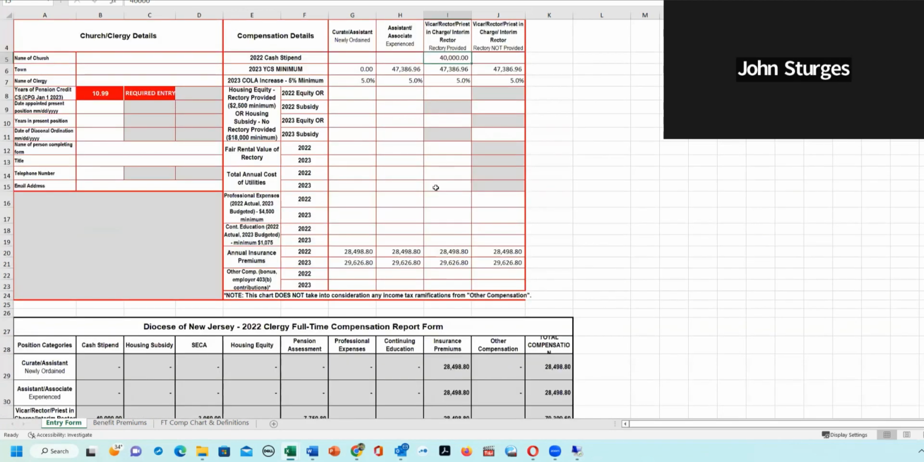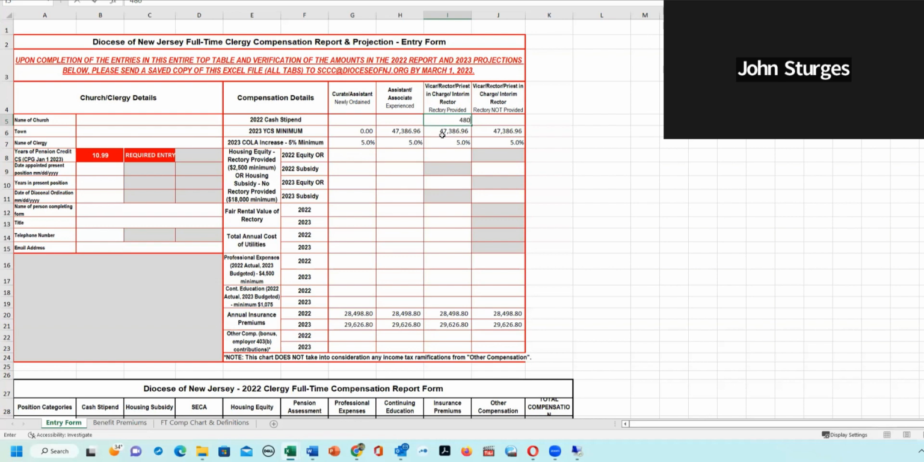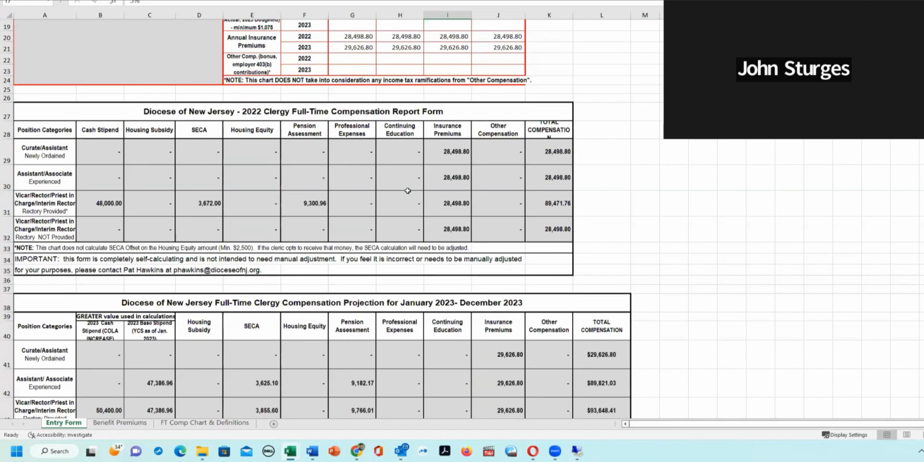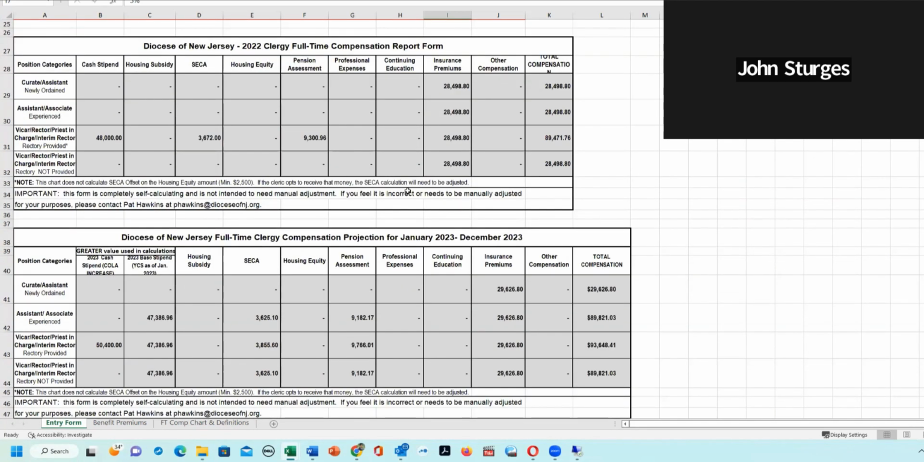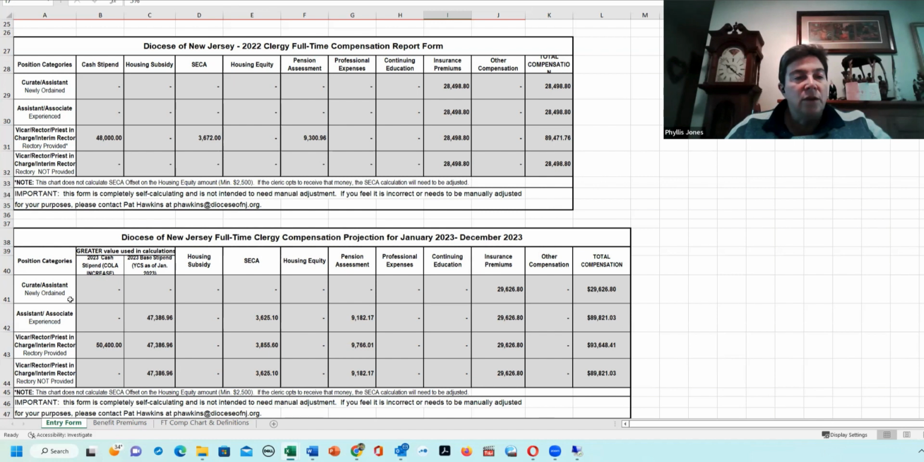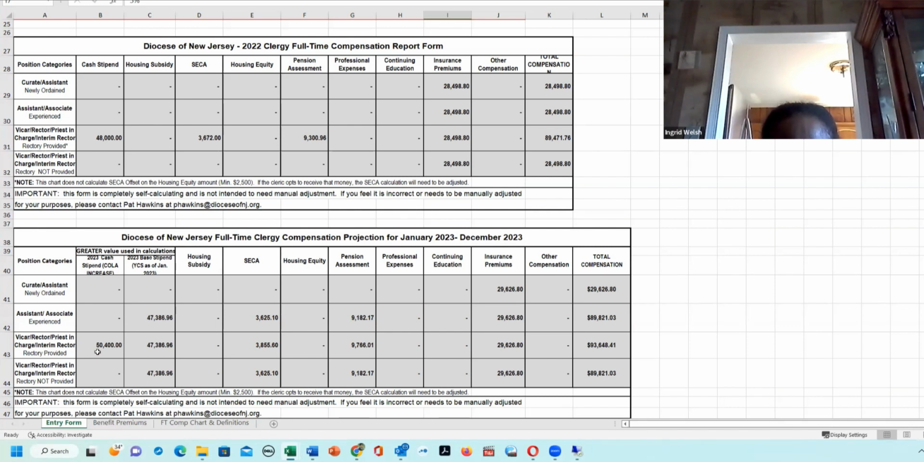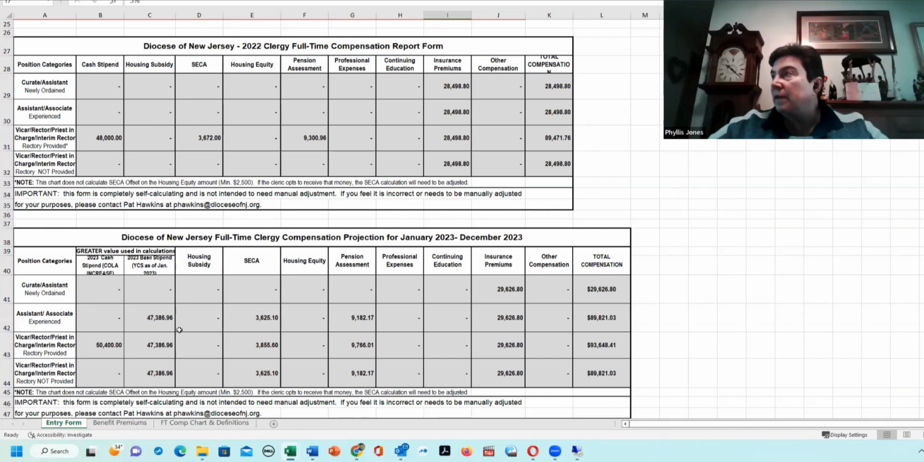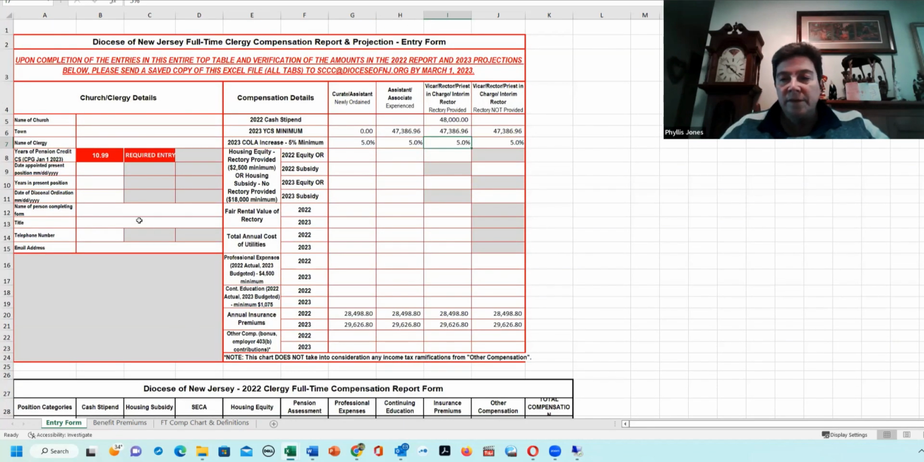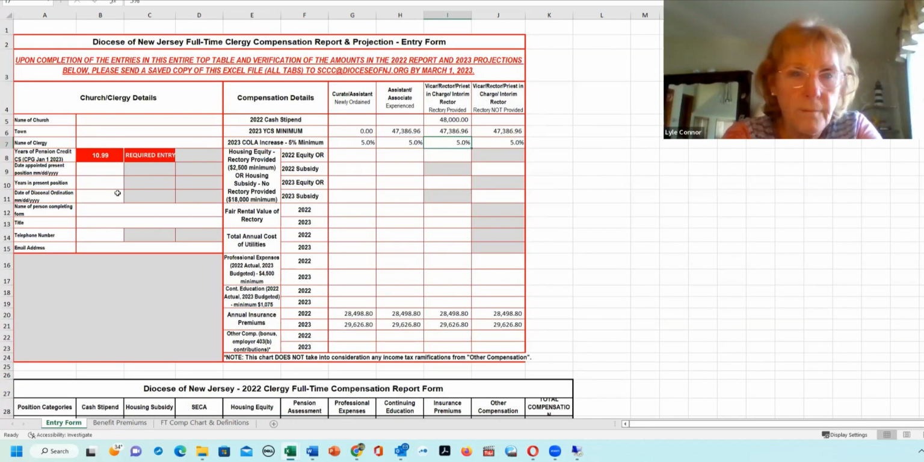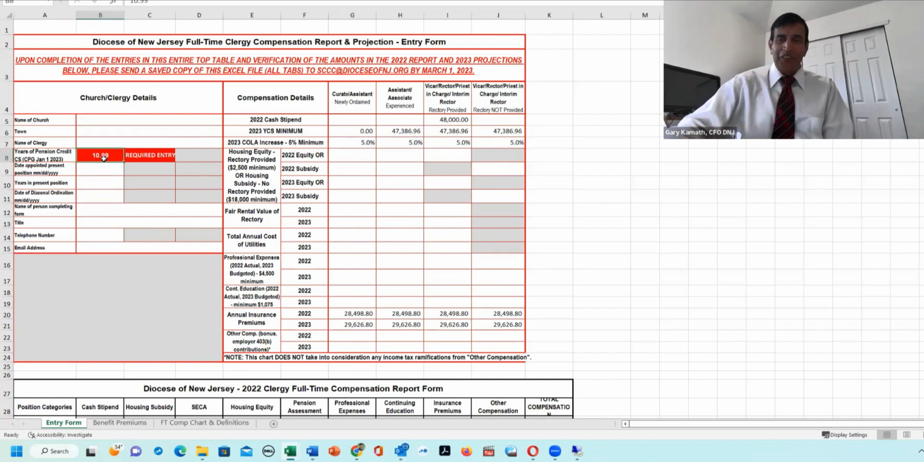48,000 as last year's pay. Change to 48,000. Now you'll see the next will go up. So you see in column B over there where it says the cash stipend with the COLA increase, it's the 48,000 plus 5%. Okay. Then that's 50,000 for it. That's how it works. You're way further in line. Thank you. Good questions.